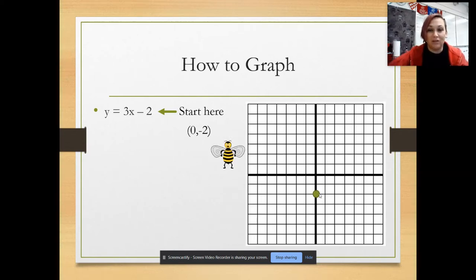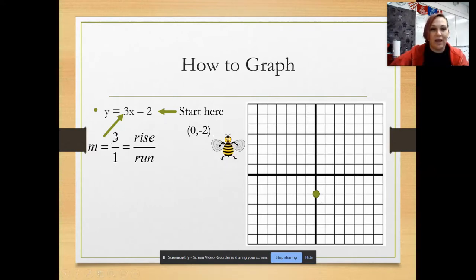Once I have a dot drawn on my graph, then I can use my slope. Slope is directions from a pre-existing point. So if you don't have a point on your graph yet, you can't do slope. Now that I have a point, I can. And so now I'll be using my slope, which is 3. Notice that I rewrote it as 3 over 1, so that I have a rise number and a run number.